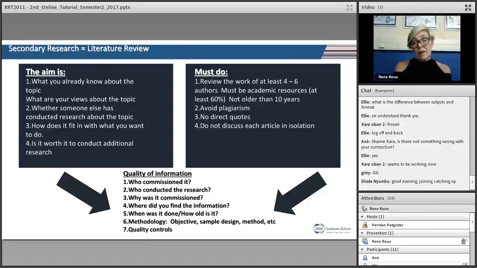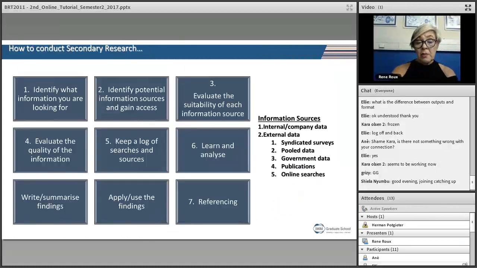Avoid plagiarism. Please make sure that you don't copy and paste directly. It is a serious offense. Remember, you're doing secondary research, so you don't use direct quotes from that source. When you have 10, 20 different articles that you're working through, reports, etc., you don't discuss each of them in isolation. You will have to discuss the findings overall, collated together from all the different articles or publications. That's very important.